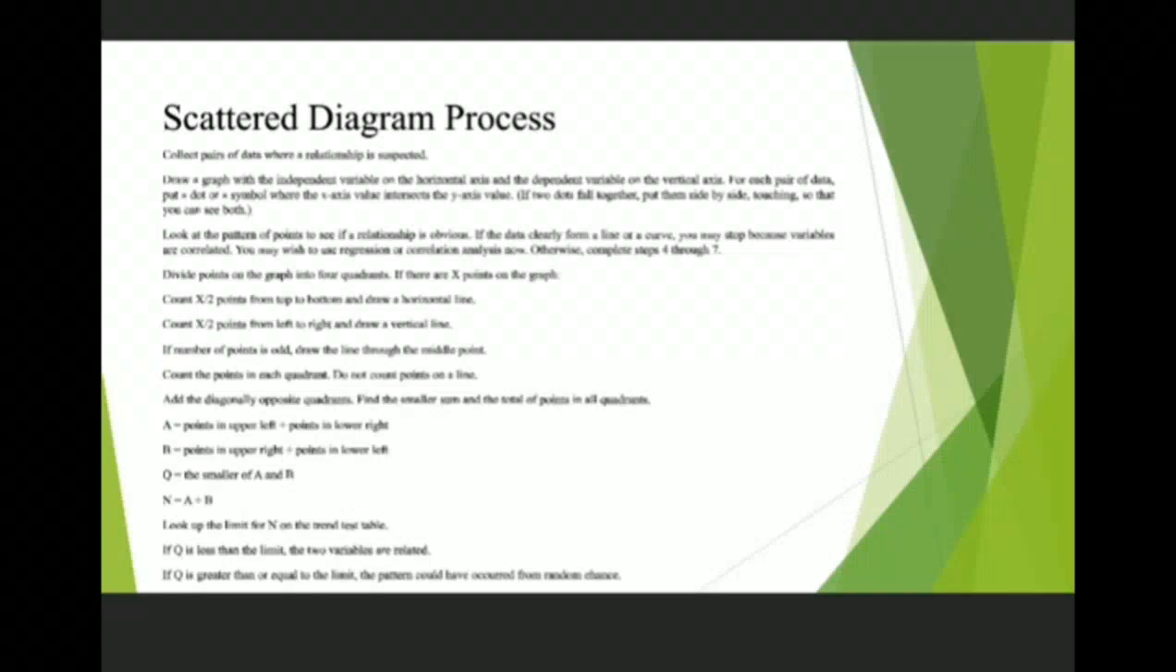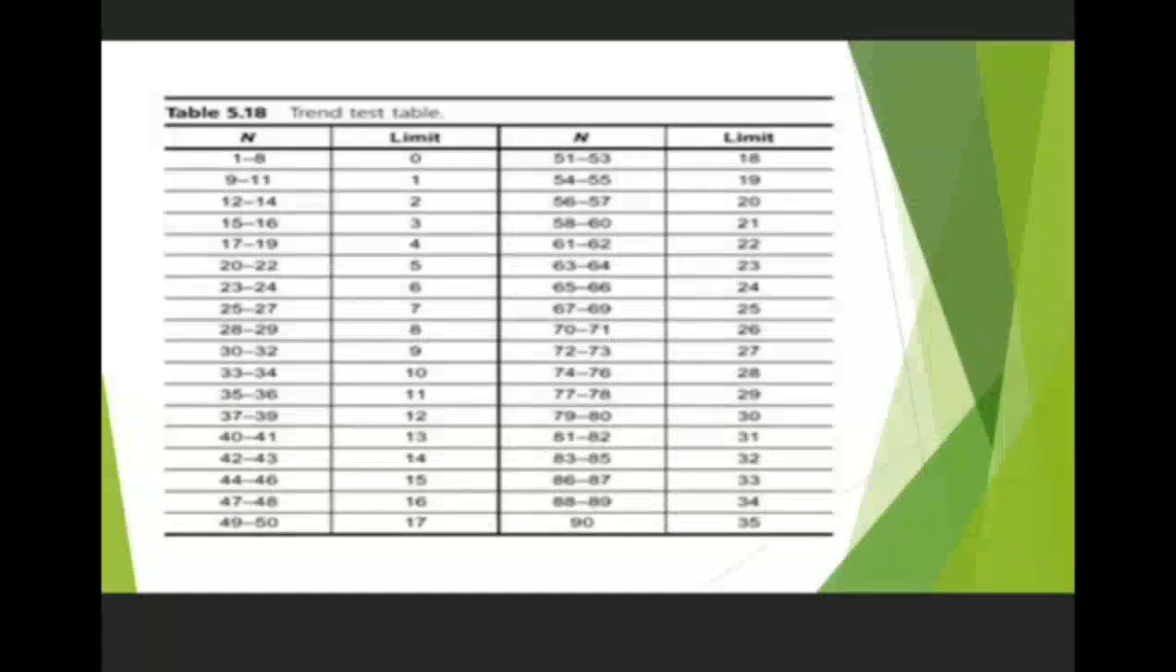A is equal to points in the upper left plus points in the lower right. B is equal to points in the upper right plus points in the lower left. Q is equal to the smaller of A and B. N is equal to A plus B. Look up the limit for N on the trend test table. If Q is less than the limit, the two variables are related. If Q is greater than or equal to the limit, the pattern could have occurred from random chance. Here we can see an example of the scatter diagram, or we can say a table.